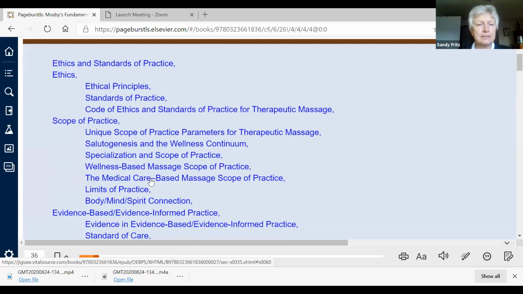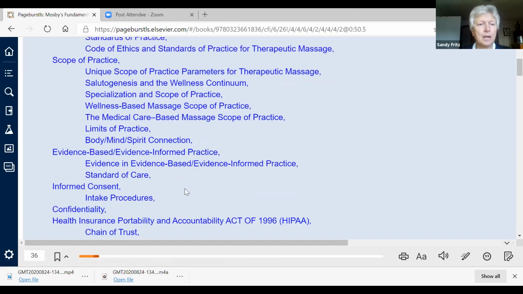Under scope of practice, this might be a little bit longer discussion. I expect we're going to have for Chapter 2 a part 1, a part 2, a part 3, possibly a part 4. We'll see how this goes. Scope of practice is what we can do, and as well how we respectfully interface with other professionals. And then what does evidence-based, evidence-informed practice have to do with ethics, professionalism, and legal issues? That's an interesting concept right there.